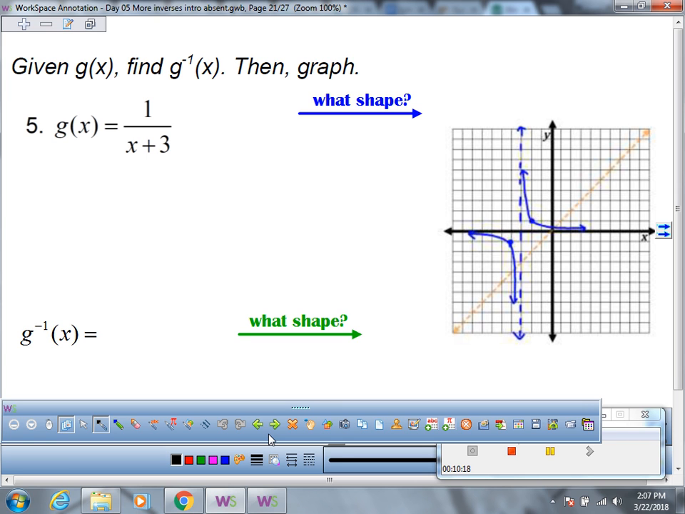Okay. Just imagine what this is going to look like if I reflect it over y equals x. If I reflect this branch over this line, what do you think it's going to look like? It's going to look pretty close, right? So this one is g of x. So I could just transpose the points right now, correct?